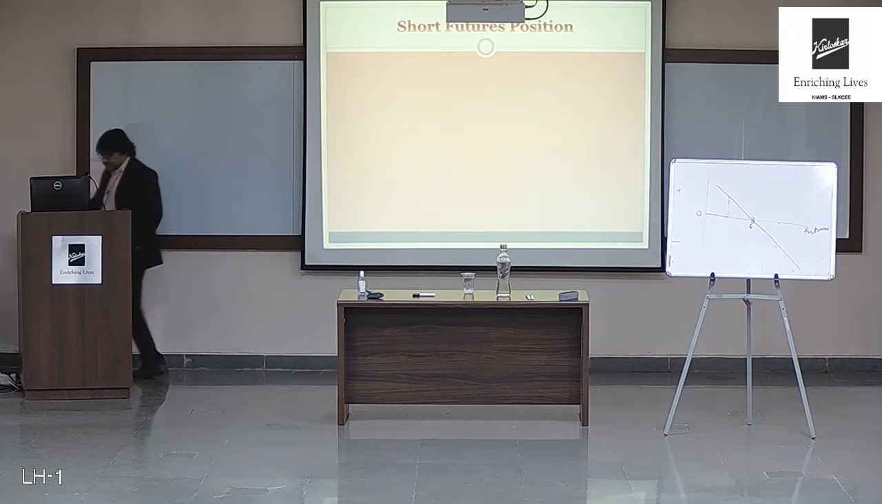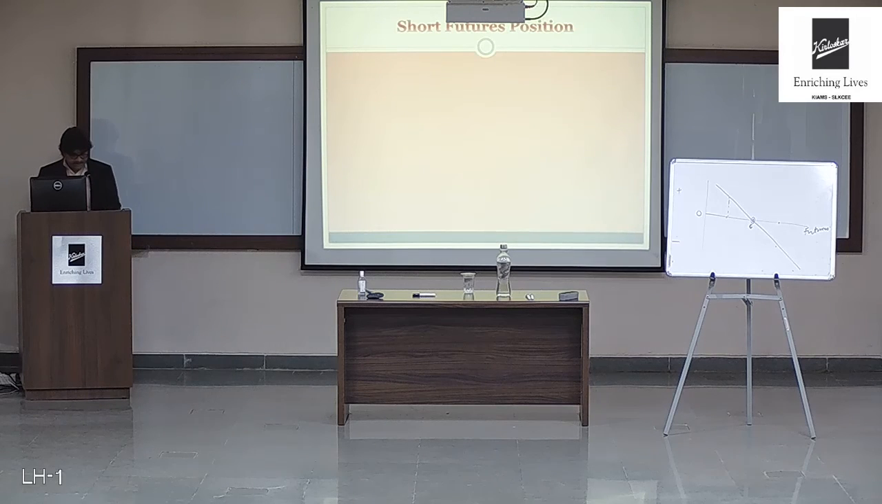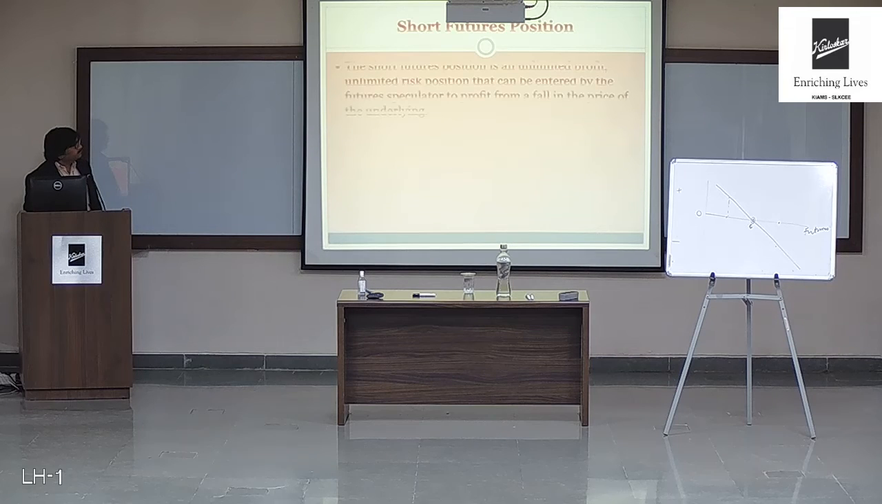The long position is taken by the hedger when he expects the price of the underlying to go up in future. The short position is taken by the hedger when he expects the price of the underlying to go down in the future. And remember that the underlying price will determine the futures price, and therefore when the underlying is expected to go up, the futures price is also expected to go up accordingly.